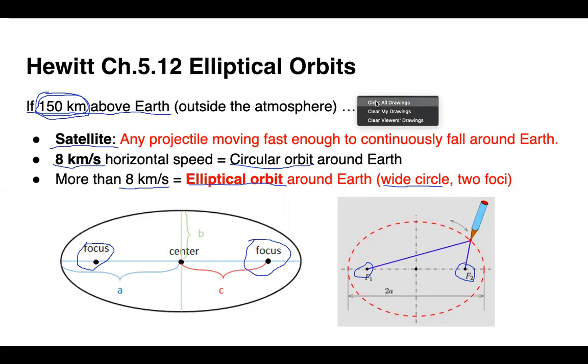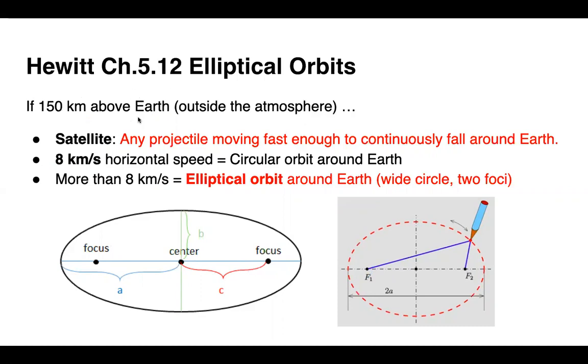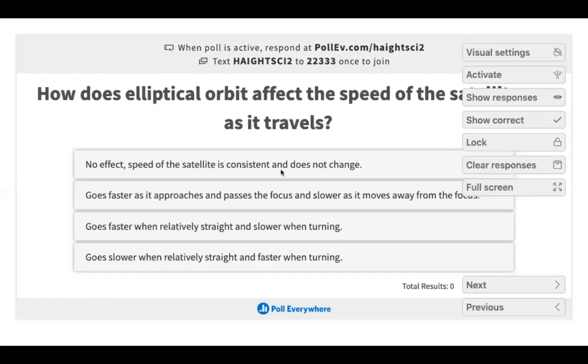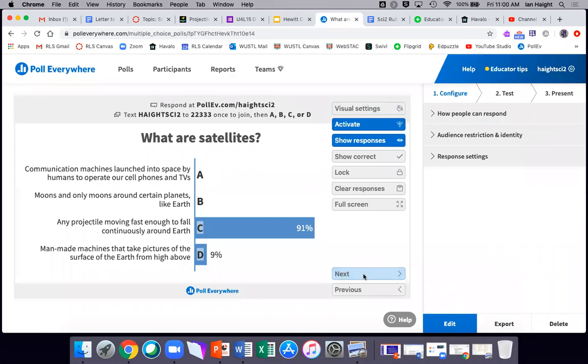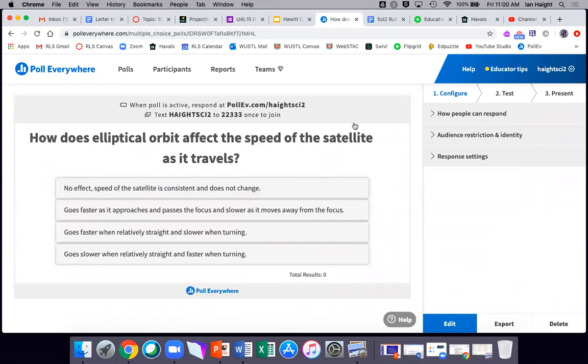And so what gets interesting is what happens to the speed of satellites when they're moving in an elliptical form. And so I want you to take your best guess on this. This is the next Poll Everywhere question. I'm only going to give you 3 of these. But just take a guess at this one.